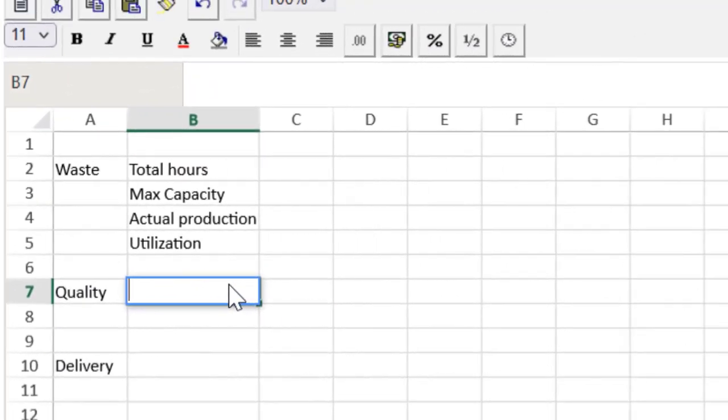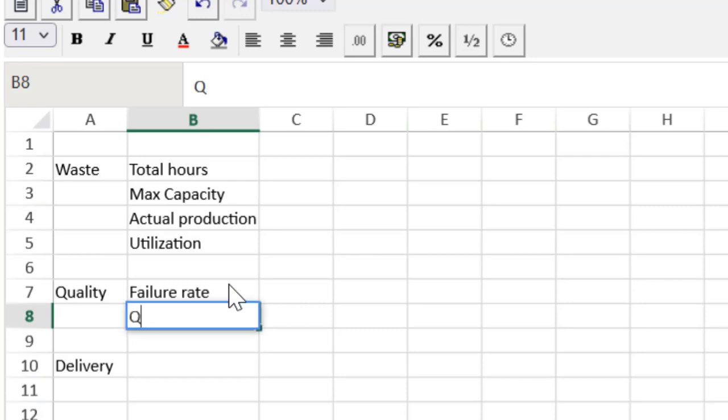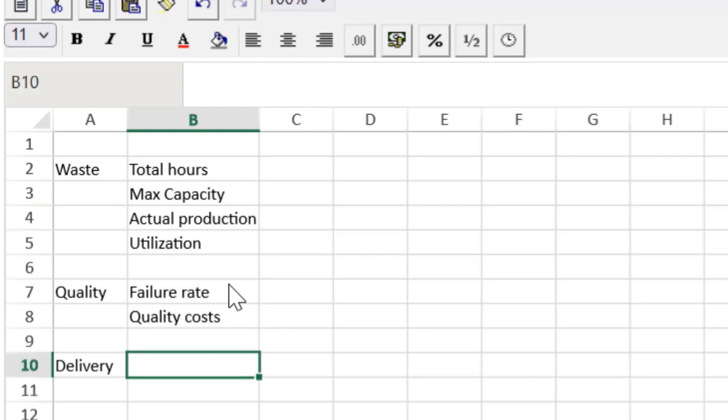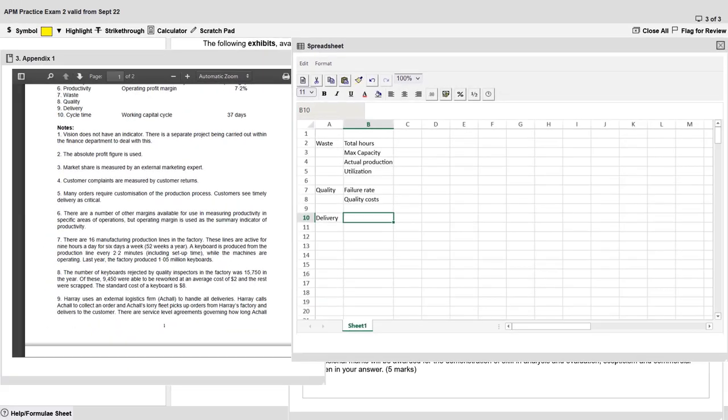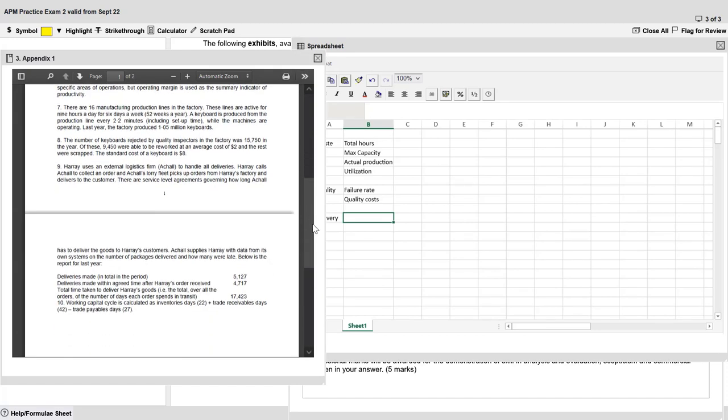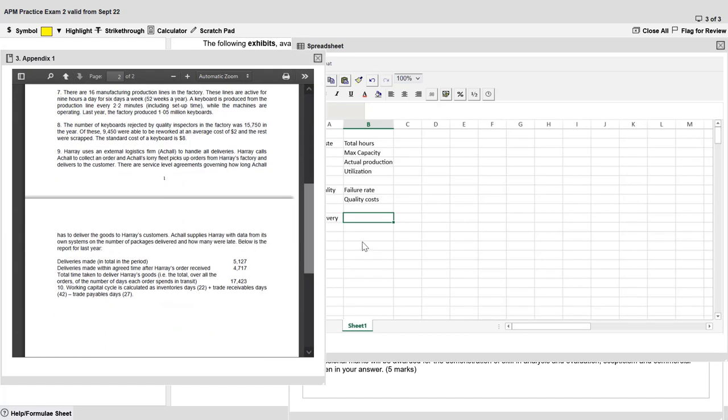Under quality, we have information about their failure rate, so we'll be able to calculate that. We can also calculate quality costs. They give us some information there as well. Under delivery, we could calculate the on-time delivery rate. We have that information here as well, down here at the bottom of the appendix.